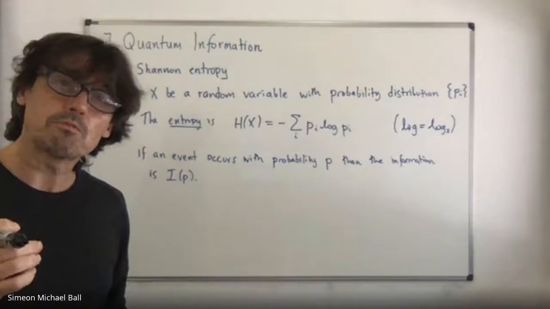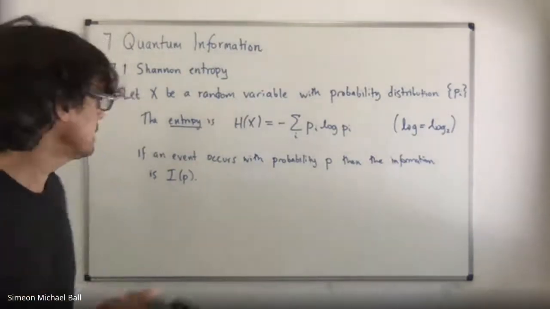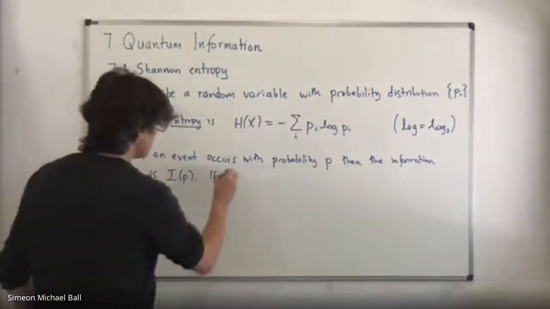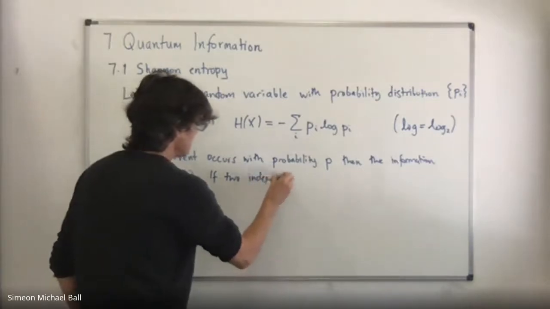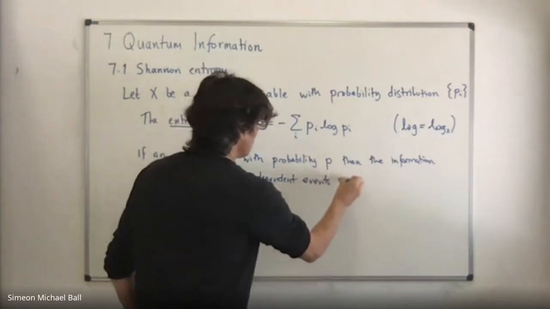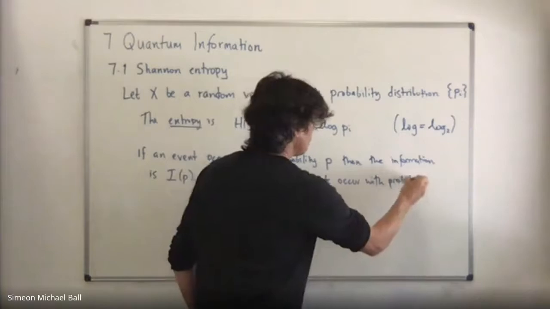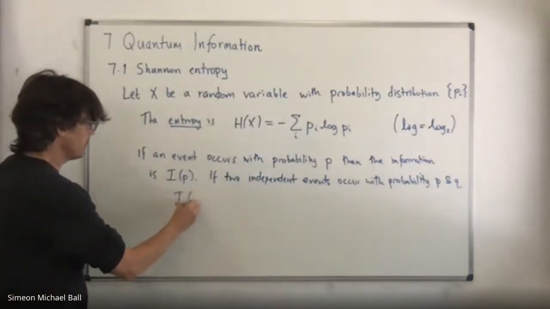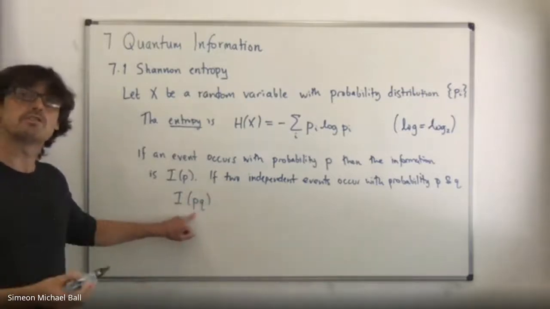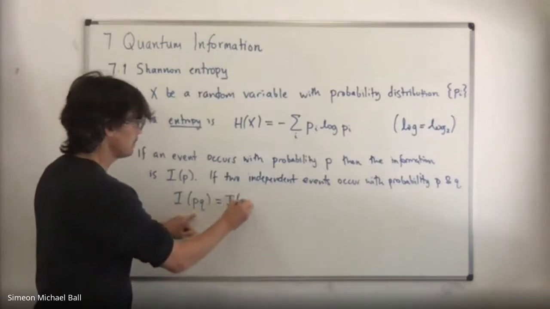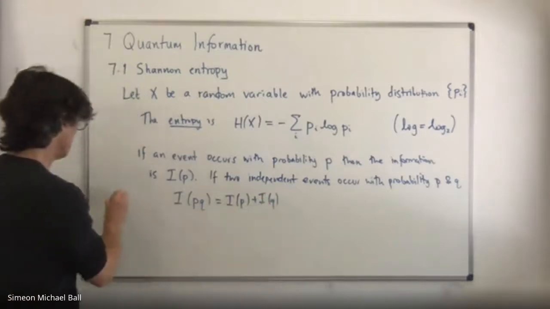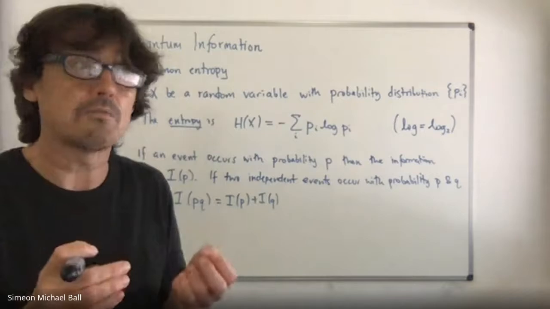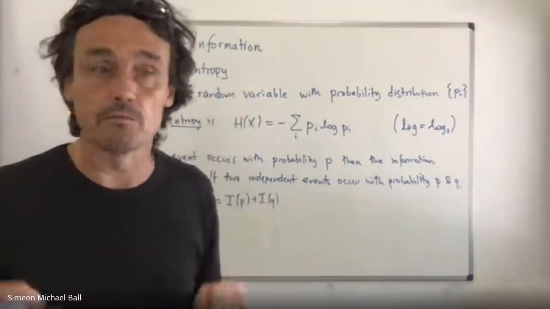And the fundamental property we want from our information is that if we have two independent events occurring with probabilities p and q, then we want the information we get from p and q, the two events both occurring, to be the sum of the information we got from them both. So we want I(pq) to be I(p) plus I(q), and the justification is that for two independent events we sum the information we get from both events occurring.